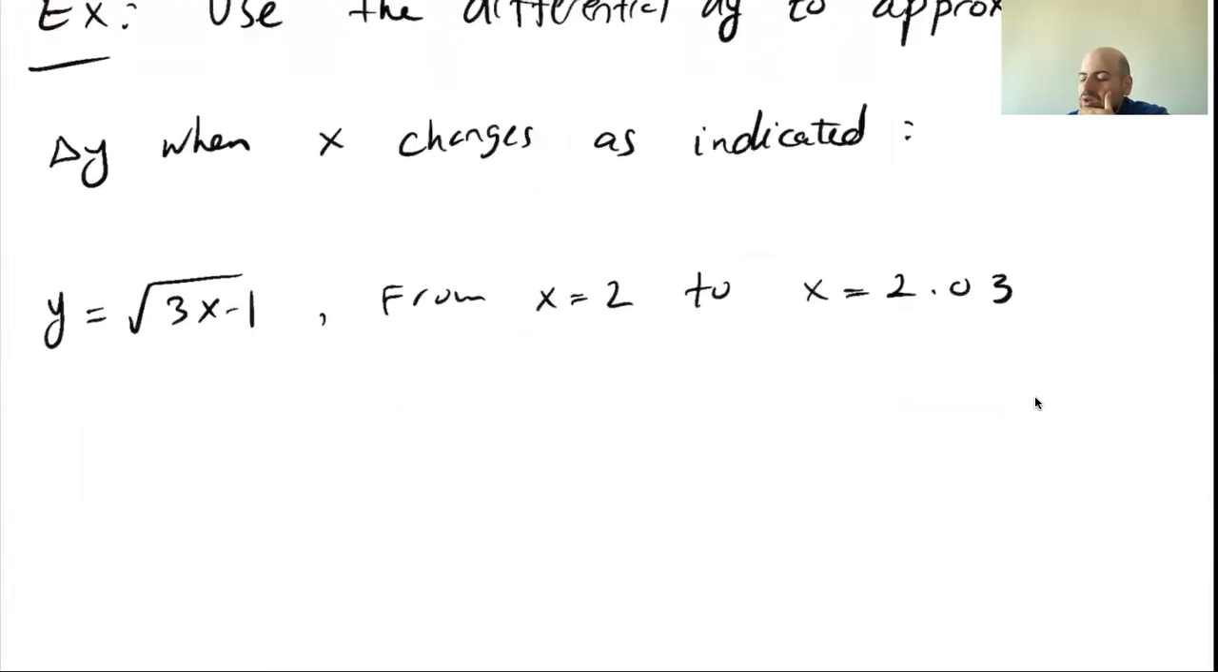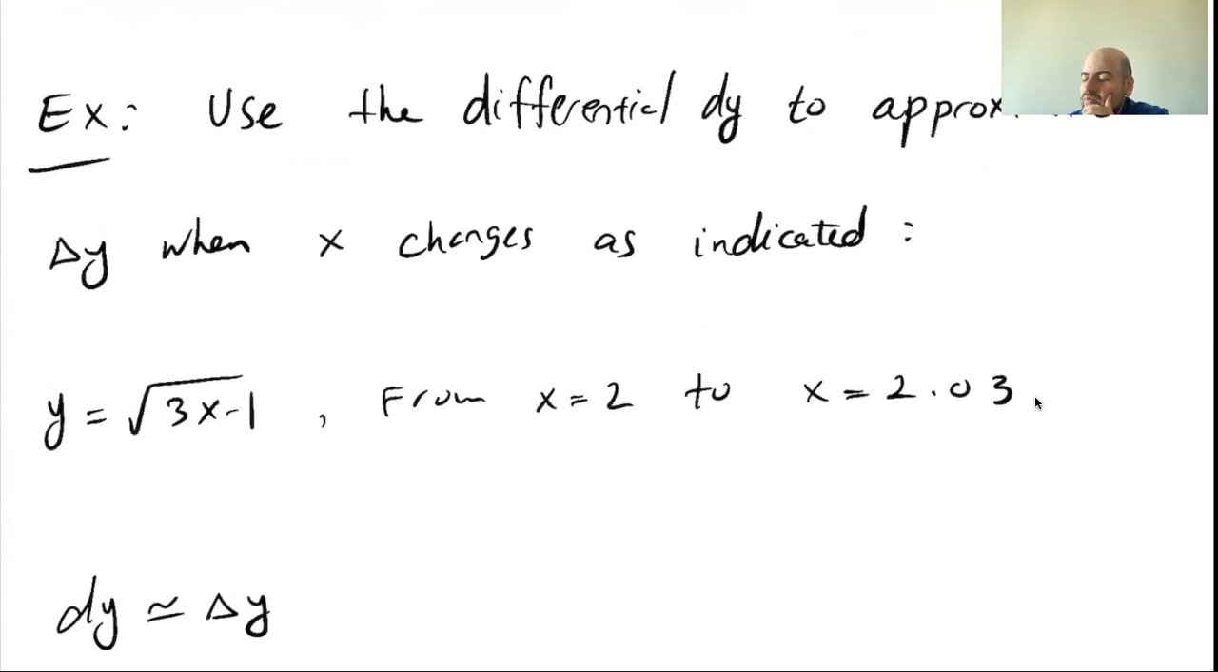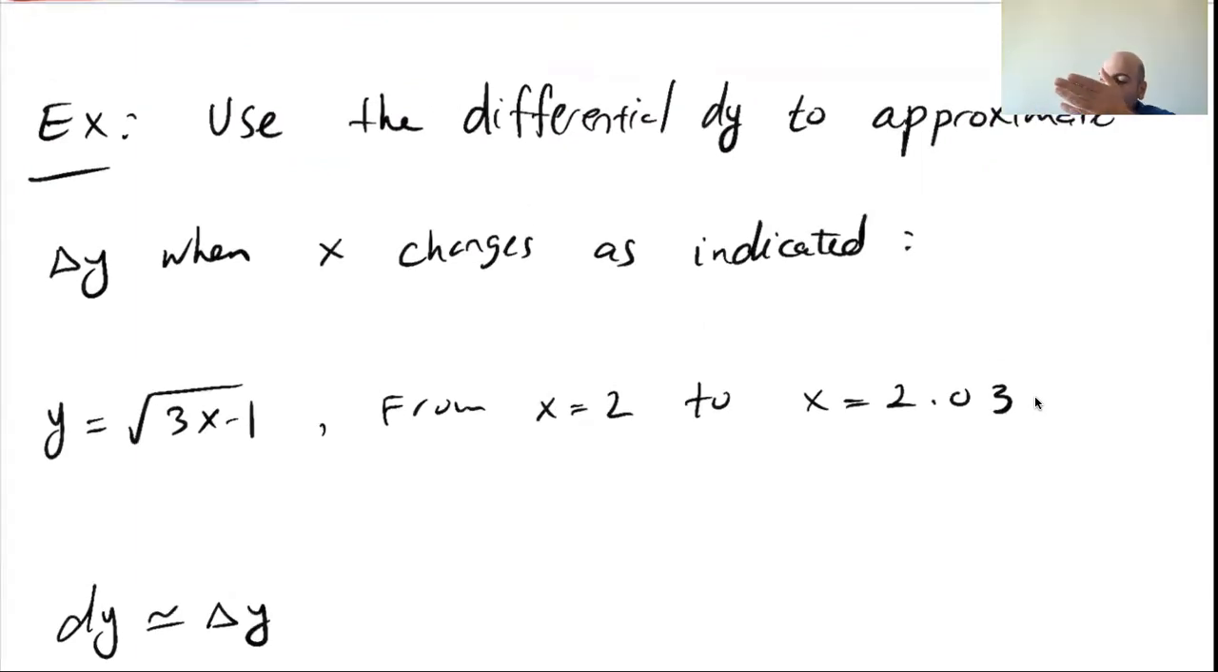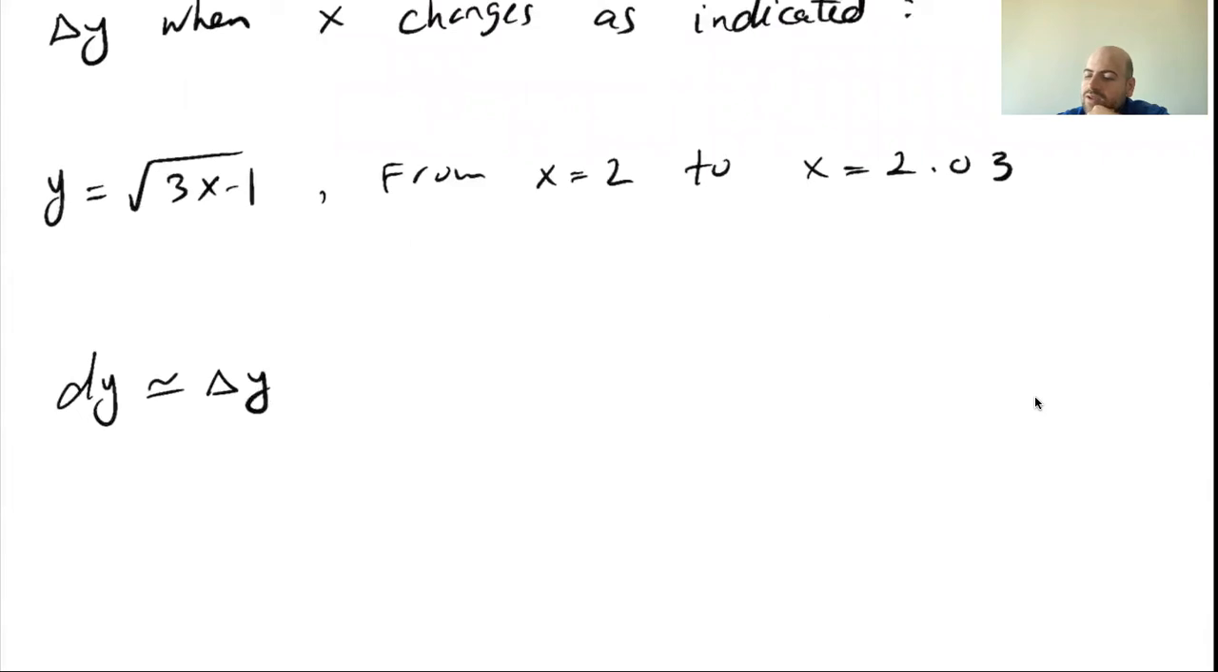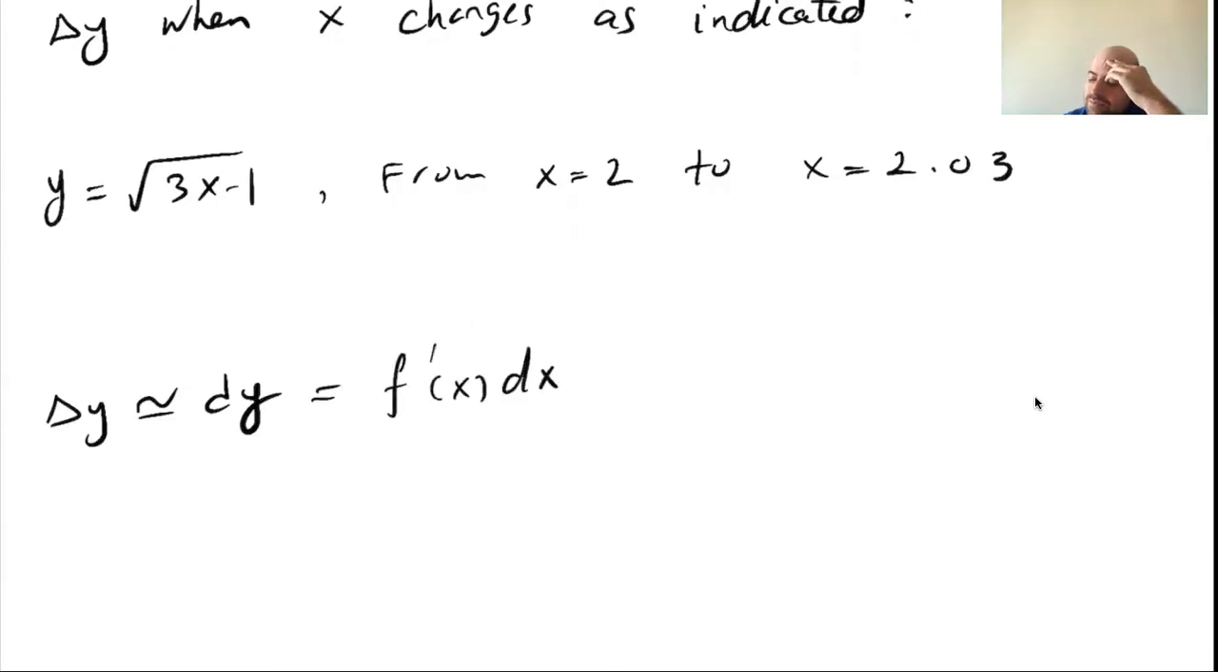So what did we show above? We showed that dy is an approximation for delta y. And that's what the question asks us to do. It says, use differential dy to approximate delta y. Or we can write it also the other way. Delta y can be approximated by dy. And what is dy? dy is f prime of x dx, if the dx, by the way, has to be chosen as delta x.